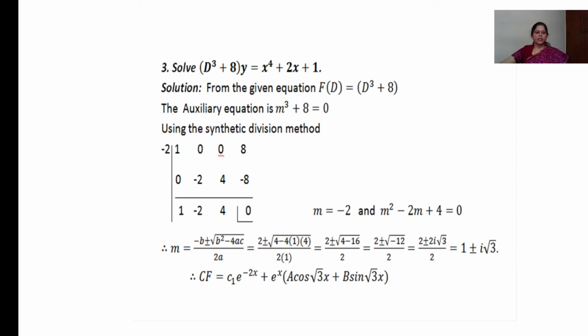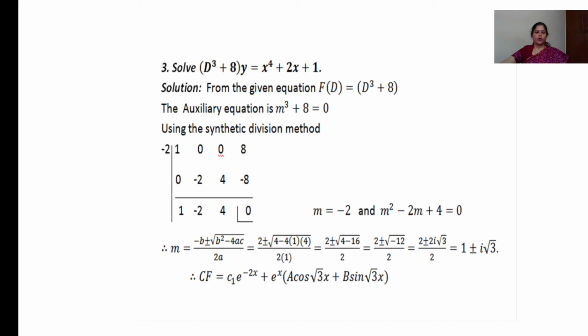Then from the remainders, that is 1, minus 2, 4, we are going to construct the quadratic equation. 1 is the coefficient of m square, minus 2 is the coefficient of m and the last value is the constant. So we get the equation m square minus 2m plus 4 is equal to 0. Again the factorization is not easy directly.